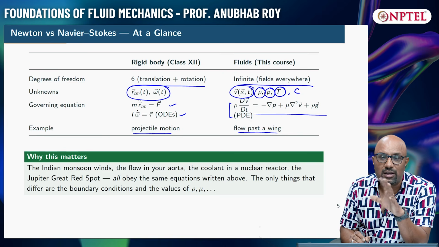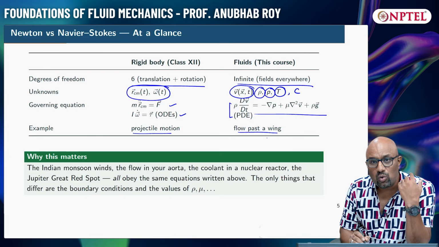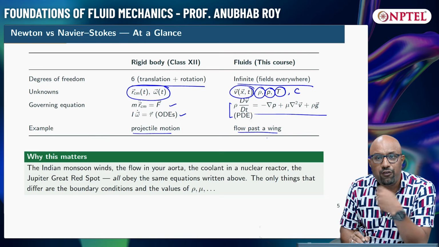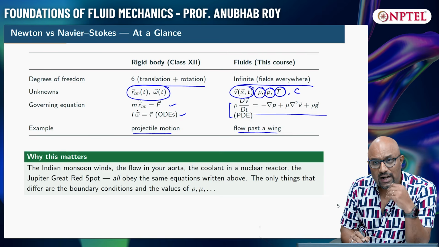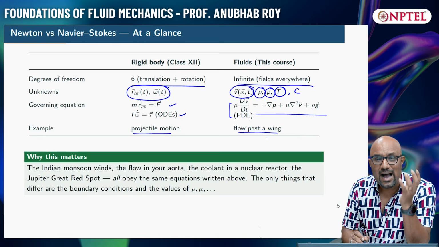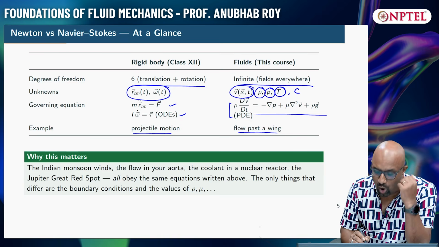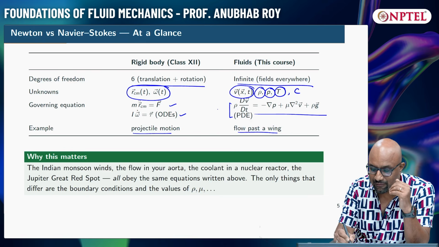If you are watching this video in the month of August, in most parts of India, you may have been battered by monsoons. The southwest monsoon winds that have probably hit most parts of the country, that's a fluid motion. The flow inside your aorta is also a fluid motion. The coolant in a nuclear reactor, that's a fluid motion. And even something as massive as the giant red spot on Jupiter, that's also a fluid motion. And all of these are going to obey the same equations as given above.